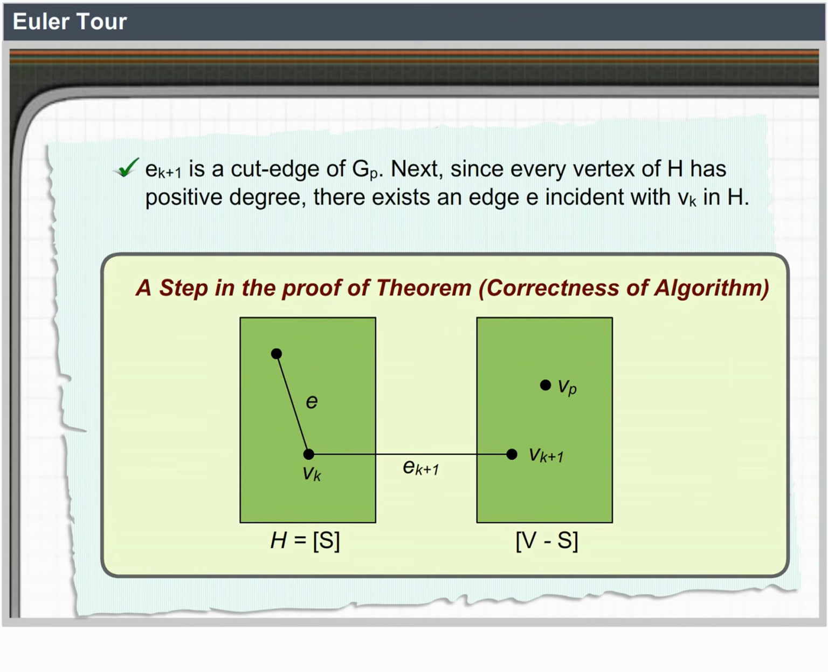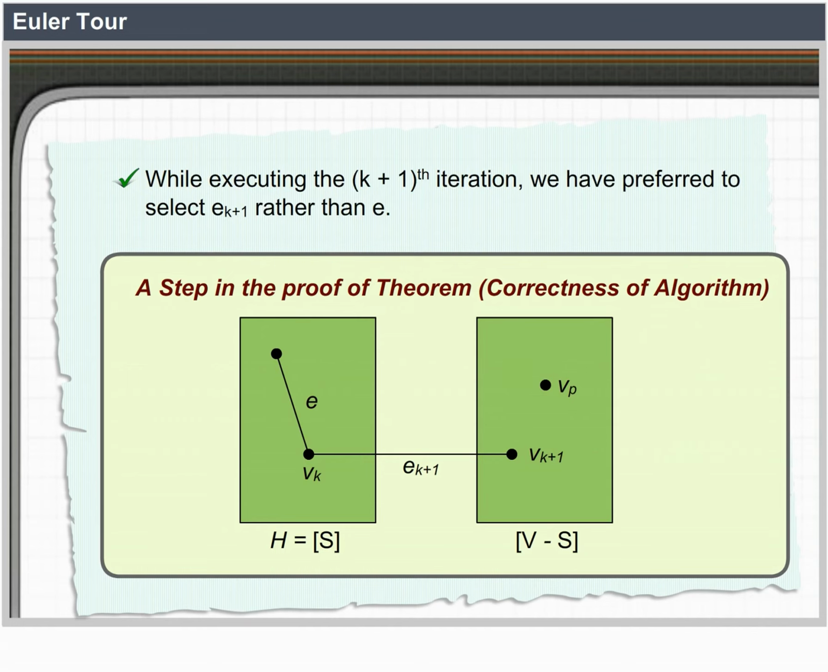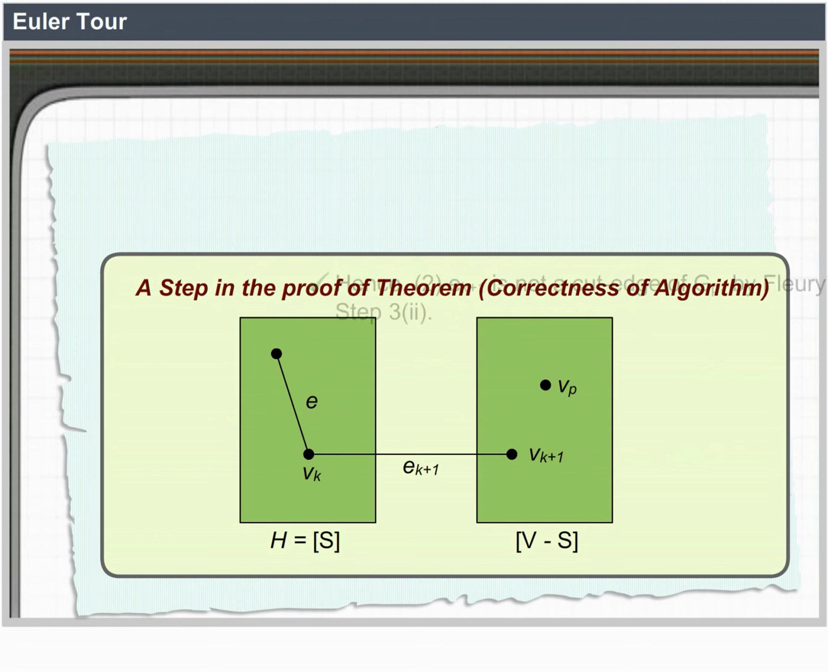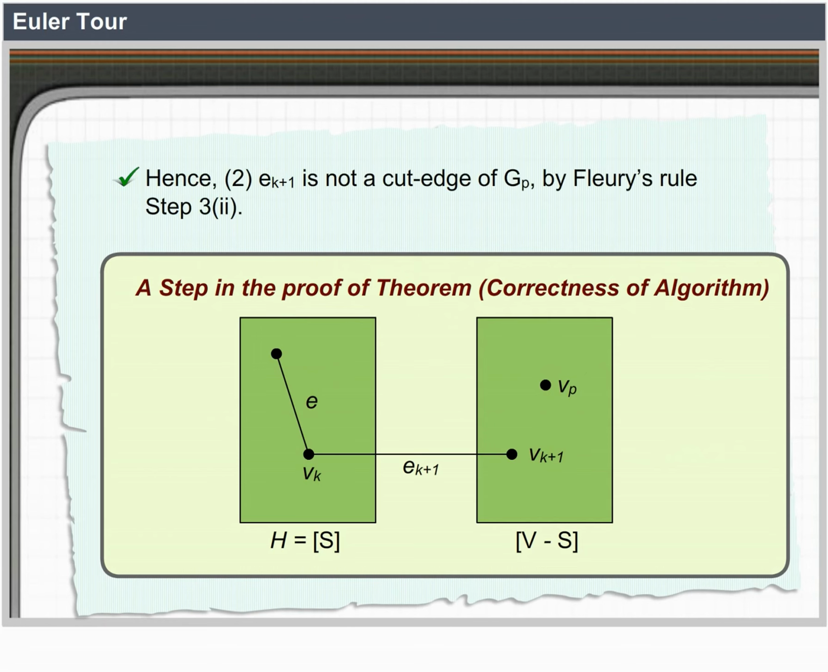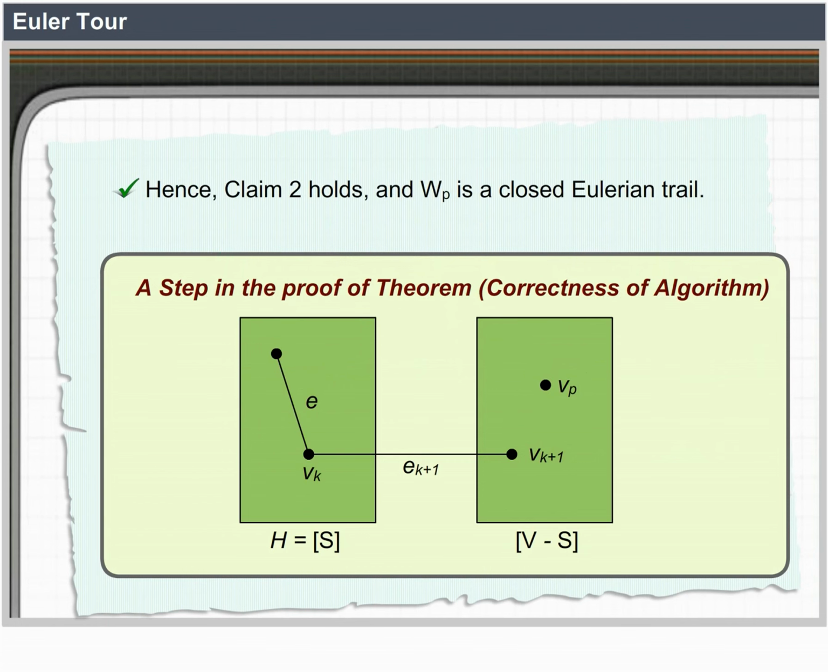Next, since every vertex of H has positive degree, there exists an edge E incident with Vk in H. It is not a cut edge of H since every vertex in H has even degree. E is not a cut edge of GP since H is a subset of GP. While executing the k plus 1th iteration, we have preferred to select Ek plus 1 rather than E. Hence, 2. Ek plus 1 is not a cut edge of GP by Fleury's rule, step 3.2. The conclusions 1 and 2 contradict each other. Hence, claim 2 holds and WP is a closed Eulerian trail.